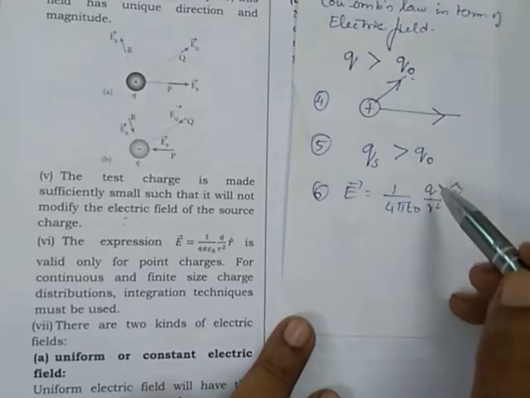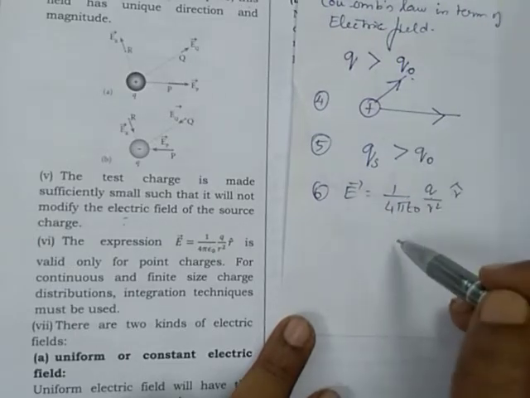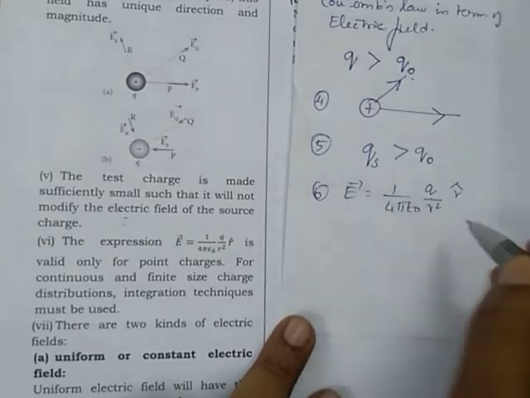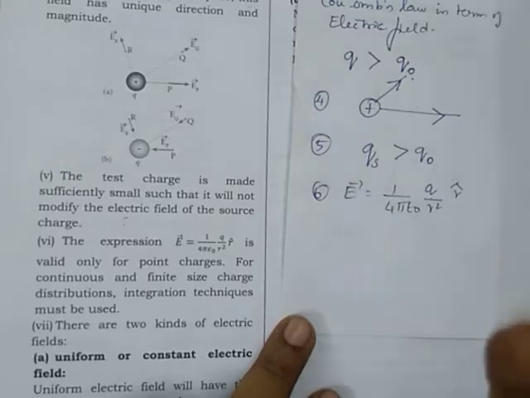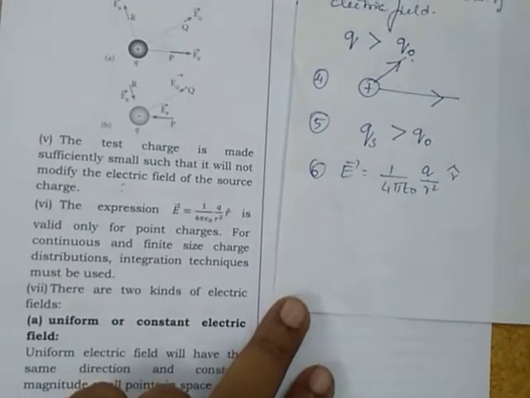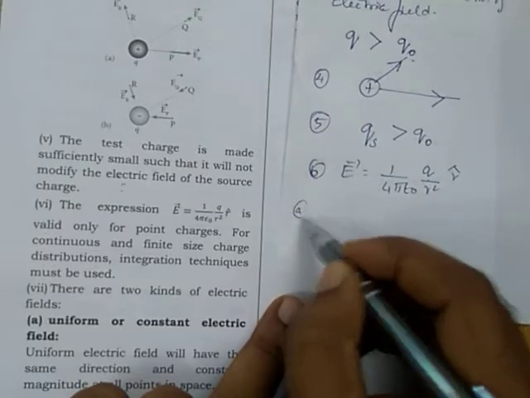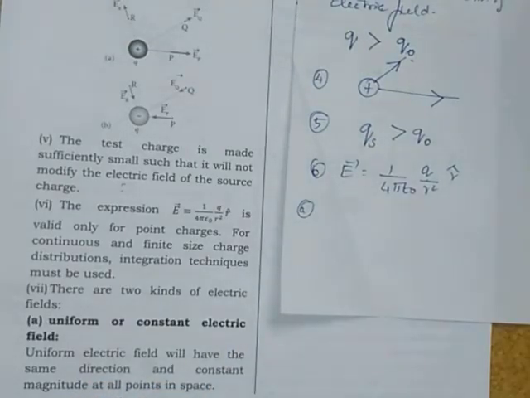Okay, then for a continuous charge distribution we use, என்ன யூஸ் பண்ணணும் பார்த்தீங்கன்னா, சூப்பர் பொசிஷன் பிரின்சிபல் யூஸ் பண்ணணும். ஓகே, தென் நெக்ஸ்ட்டு uniform and non-uniform electric field.